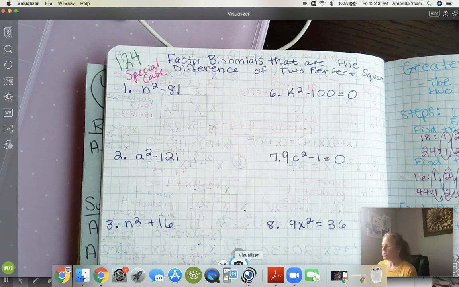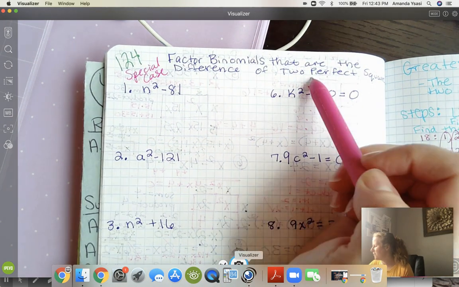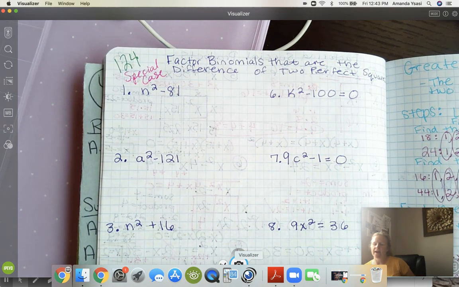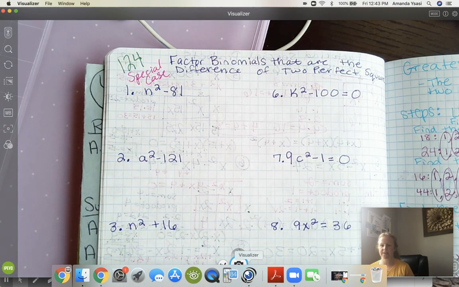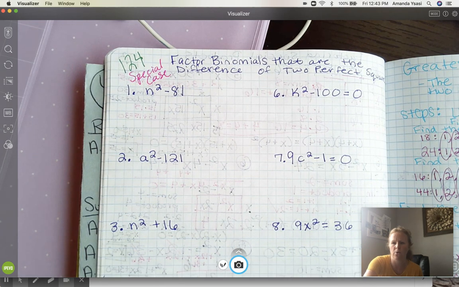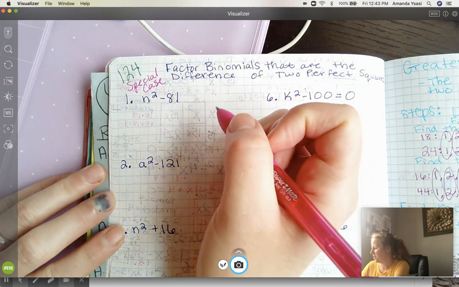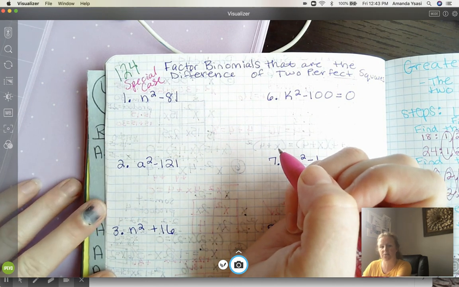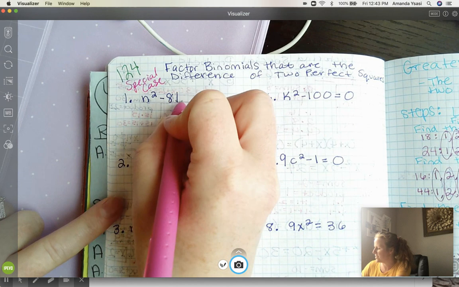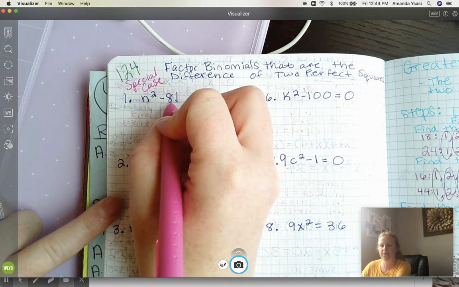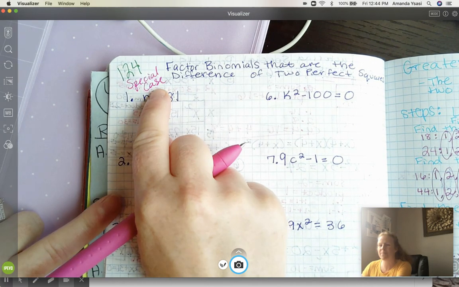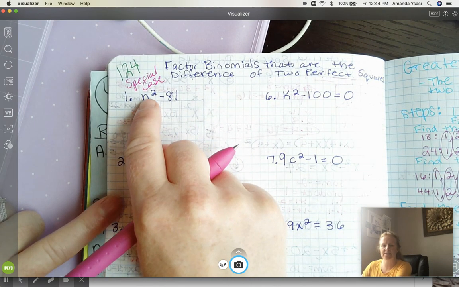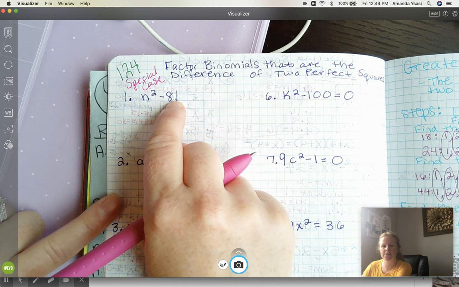Okay. So what I mean by perfect squares, y'all remember what perfect squares are? They're numbers that come from something times itself. So let's say we have 3 squared. 3 squared is 9. So 9 is a perfect square. So if I look at this, I have n squared minus 81. I don't have a middle term here, so that's different. Also, this is a square, and then 81 is also a square.